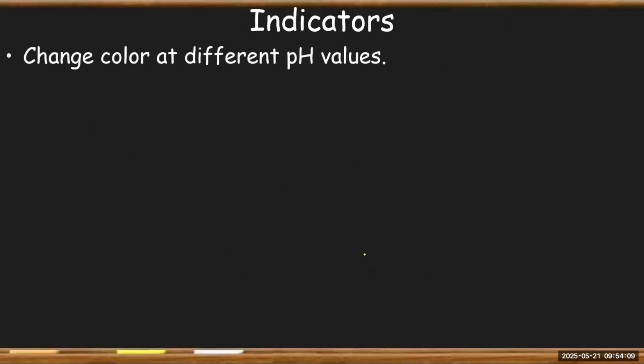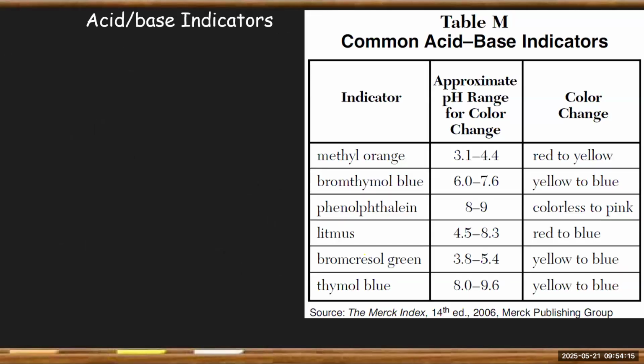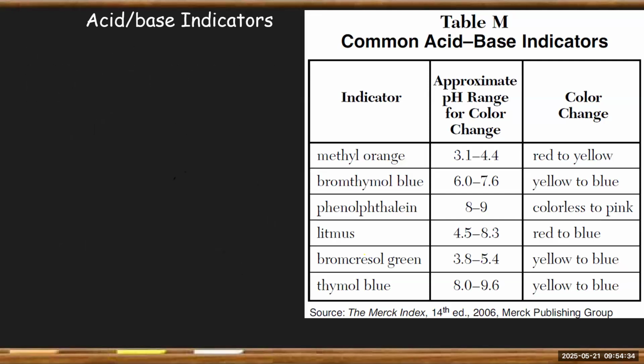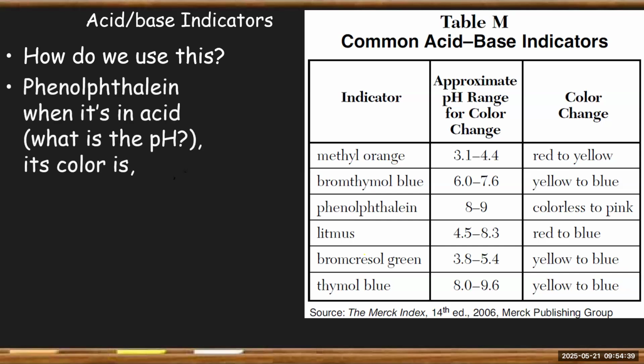Indicators change color at different pH values, right? Now, what's cool about this, right? Table M shows you the different types of indicators that are used in regions, all right? So how do you use this? Well, they change color when they gain or lose protons, okay? So why would this be useful? Here we go. So how do we use this?